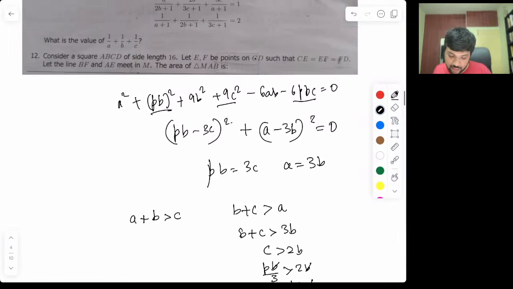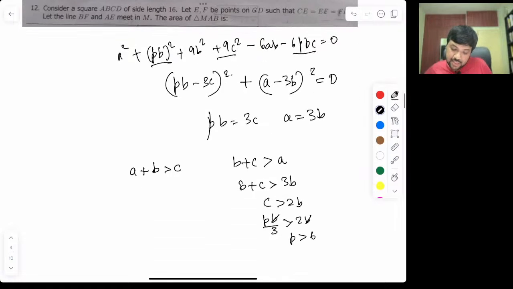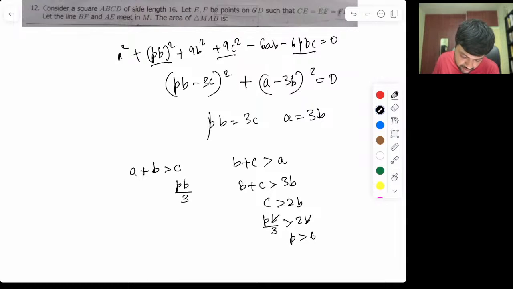So what do you guys get for P? So P is 3C by B, and C is PB by 3, I guess. PB by 3, I'll keep it this way. This is better. A is 3B, 4B, done. Nice, done. Okay, we are close to it. And then I'll come to it. So P is less than 12. So P is between 6 and 12, right? Done. At least by triangle inequality, P is between 6 and 12.